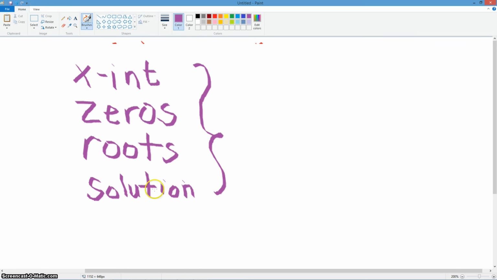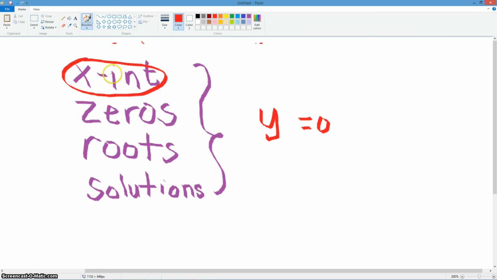And you may not know what solutions, roots, zeros are, but you do definitely know the most important one, which is the x-intercept. And you know what is always true at the x-intercept. That y is 0. So whenever I'm going back and forth and using any of these words, x-intercepts, zeros, roots, solutions, you should know that they all mean the same thing, and that means that y is equal to 0.